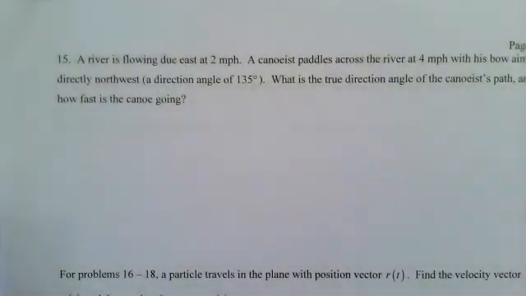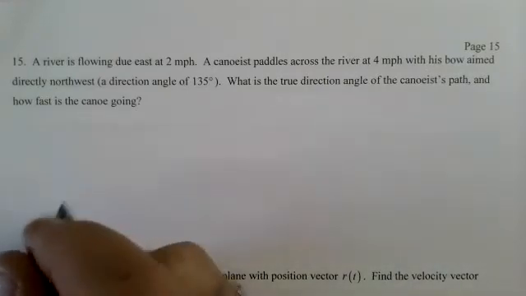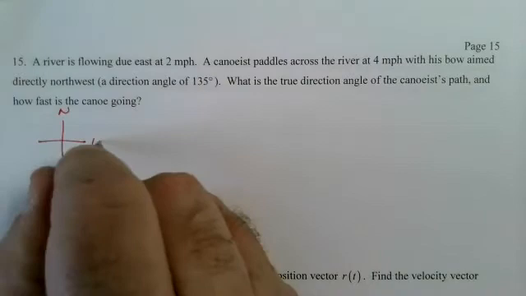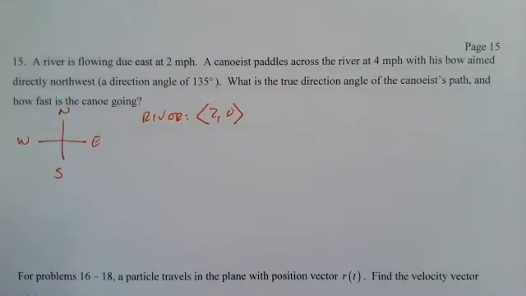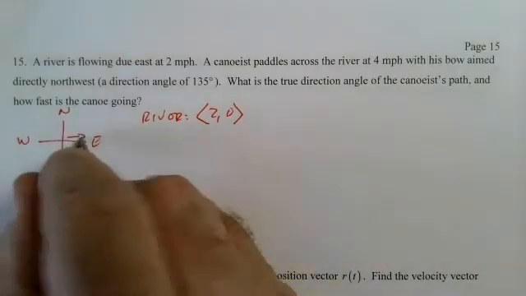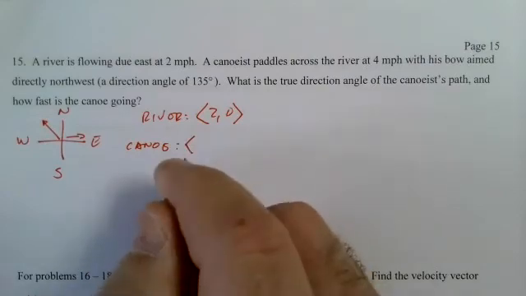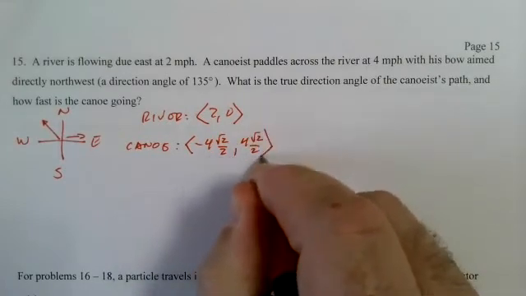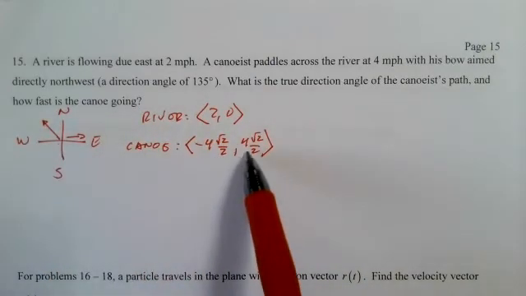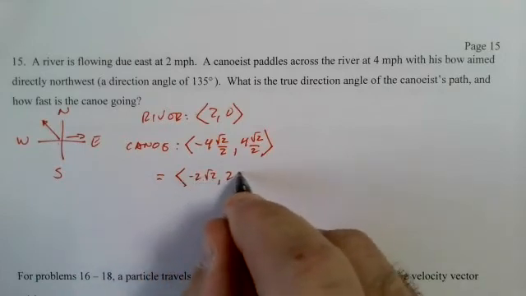All right, here comes our classic math problems, physics type problems. River flows due east and so on. So east means that the river is 2, 0. Canoeist is going across the river, northwest. All right, so this was the river, this is the paddler. So canoe is going to be -4√2/2, 4√2/2, because that's just 4 times cosine where it is and 4 times sine, which is -2√2, 2√2.